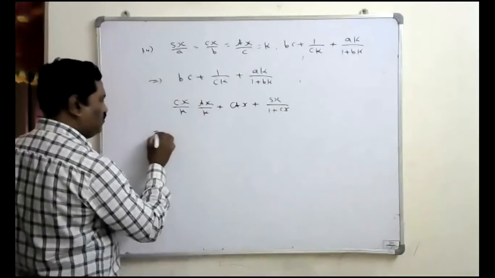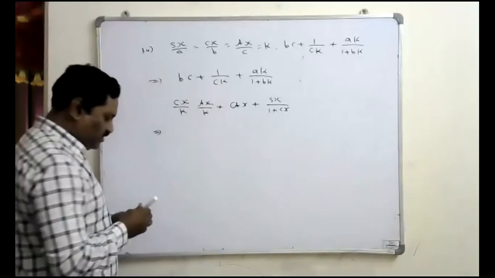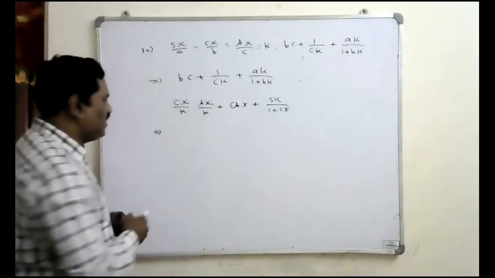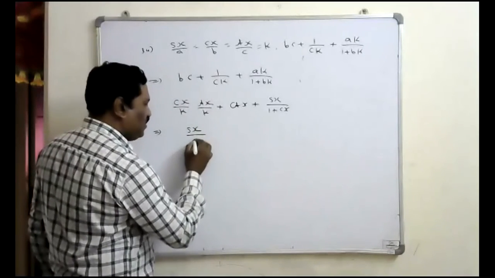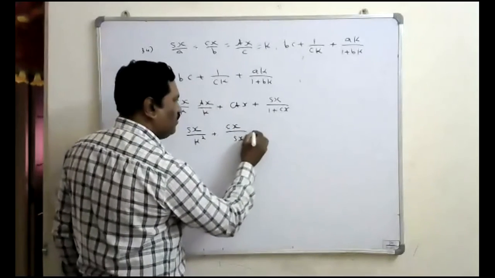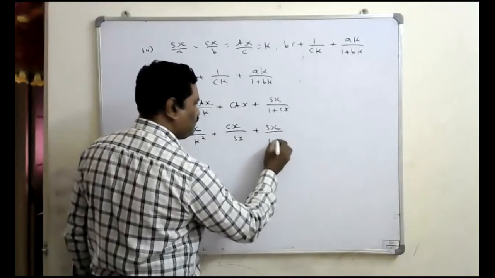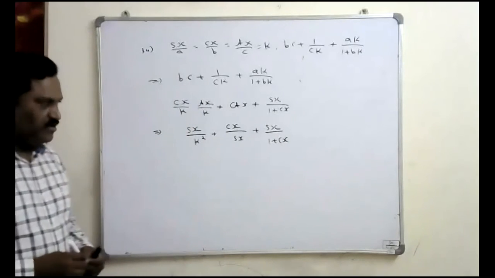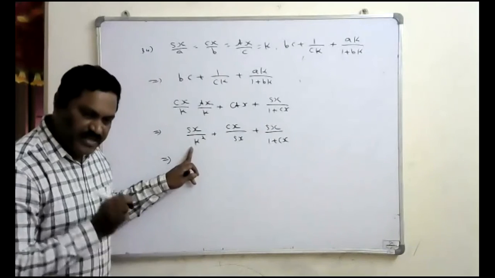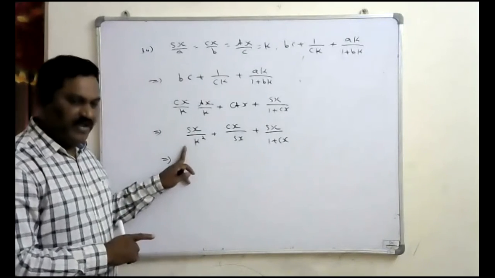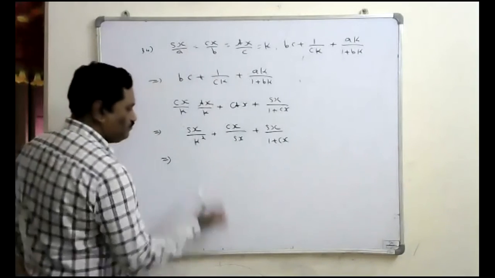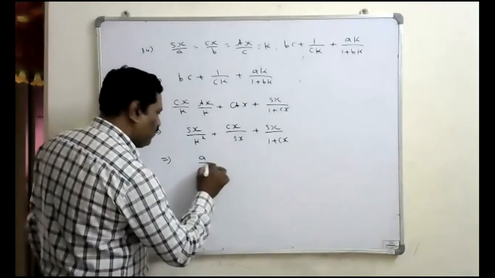Now here tan x means I can write sin x by cos x. So cos x cancels, the remaining is sin x by k square. Plus here cot x means I can write cos x by sin x, plus sin x by 1 plus cos x. Now from this, sin x upon k square, from this k square I will take one k. Then sin x by k, how do you write it? This I can write as a by k.